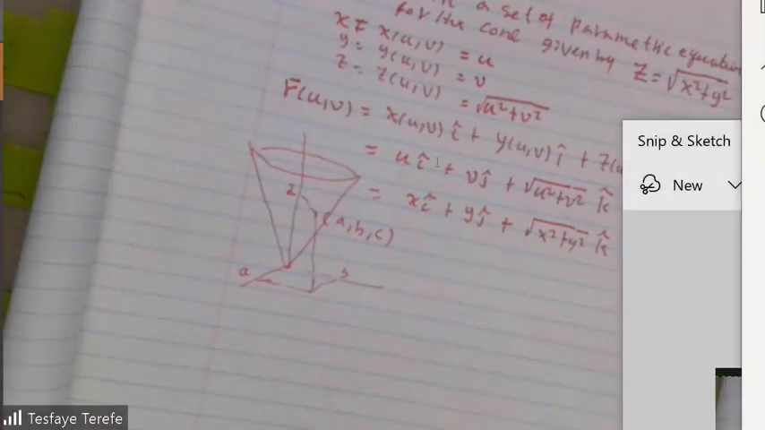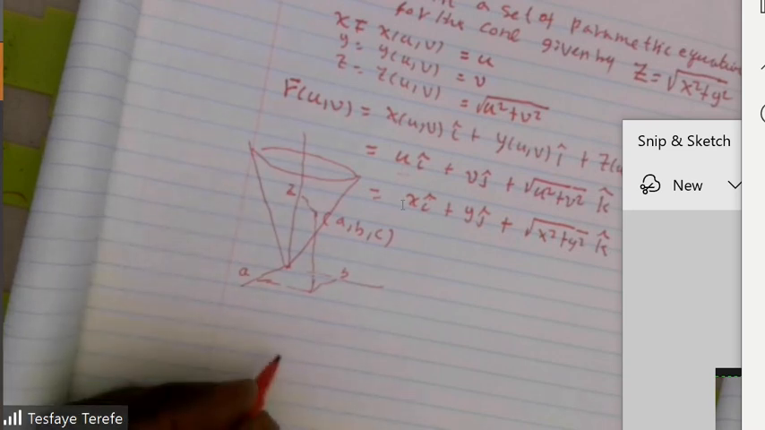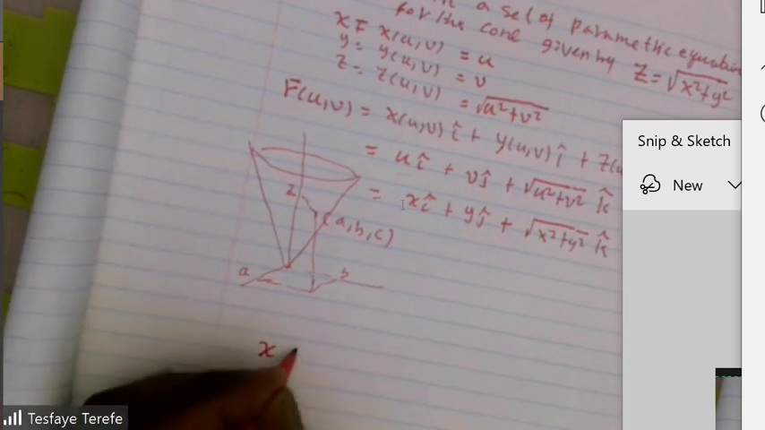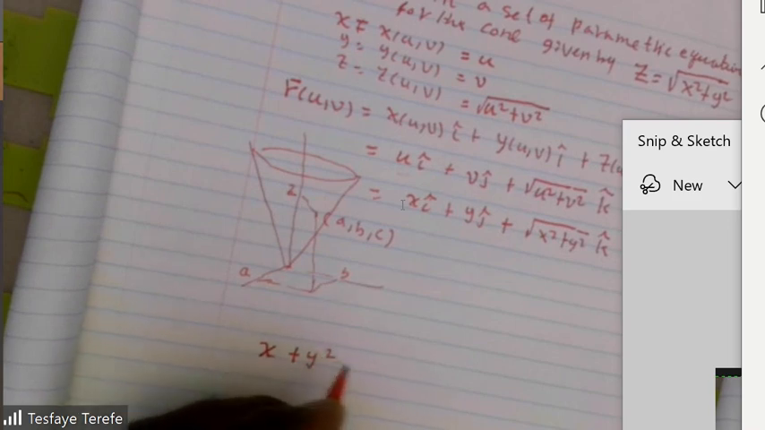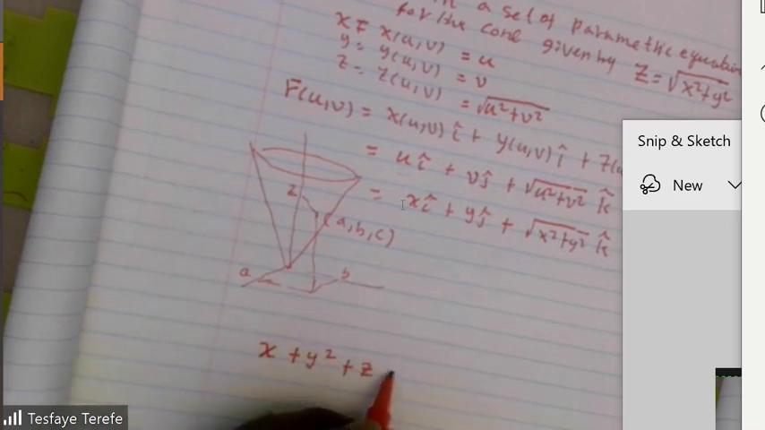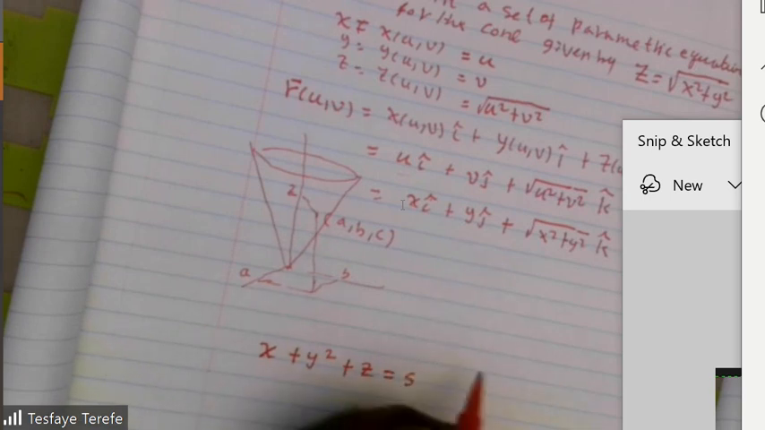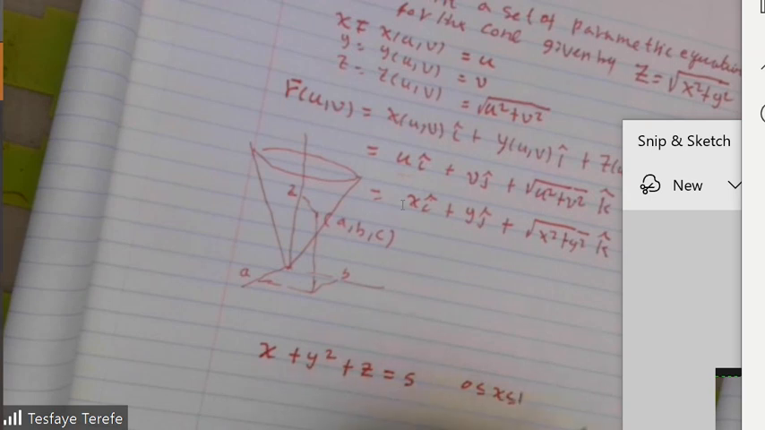Okay, since I gave you this idea, why don't you write the parametric equation for this? It is equal to 5, and x is changing between 0 and 1, and y is changing between negative 1 and 1.